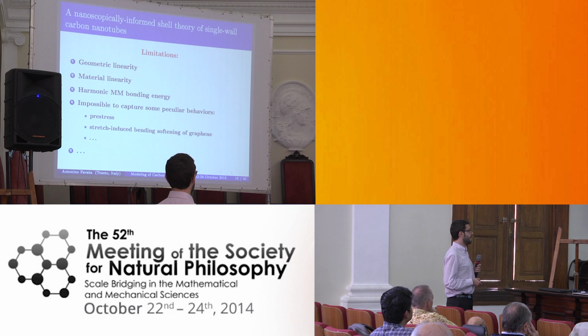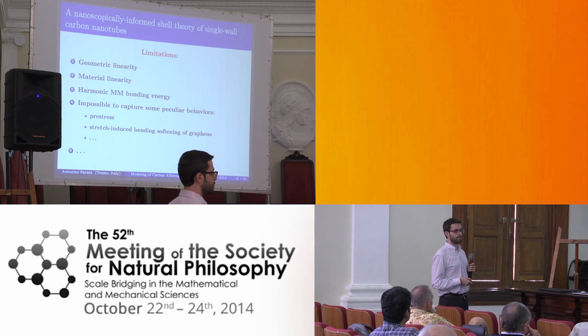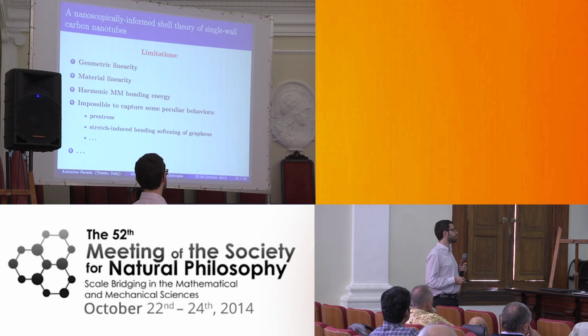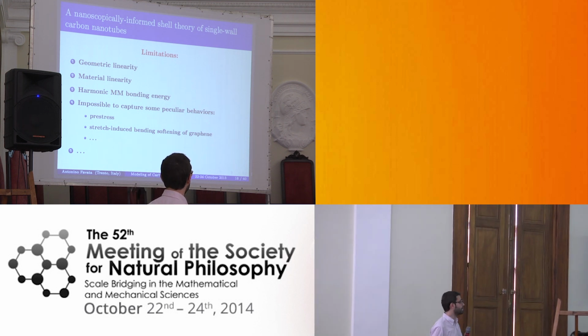First of all, the linearity, both geometrical and material. The fact that we consider a harmonic bonding energy is a limitation, and a lot of peculiar behaviors cannot be captured with all these limitations. For instance, the role of pre-stress that we will discuss later, and the problem I mentioned before, the softening of graphene in bending.